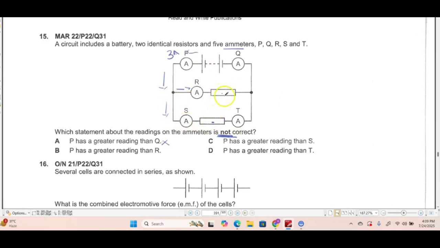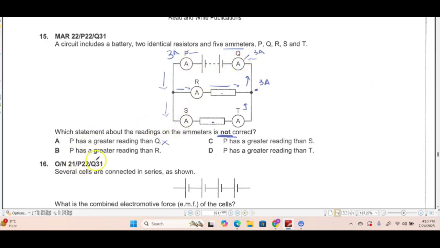depending on the resistance of these resistors. Then it's going to pass over here and this current is also going to pass over here and it's going to join again over here as 3 amperes. So when it reaches here, this ammeter is going to give a reading of 3 amperes as well. So the reading on P is going to be equal to the reading on Q. So this is not correct.